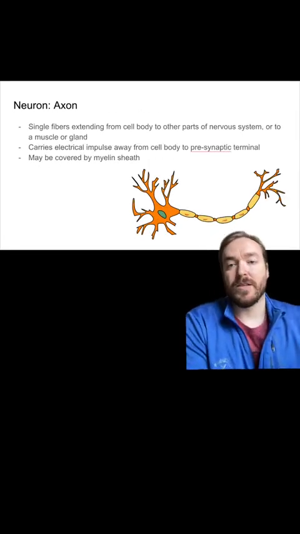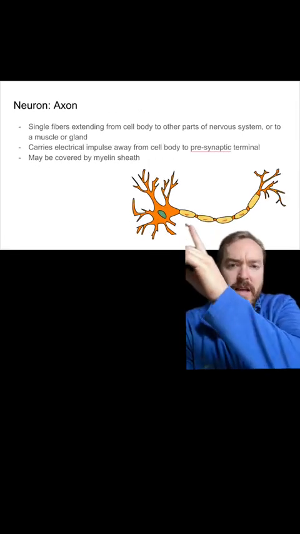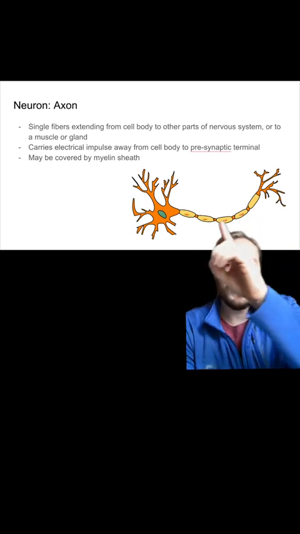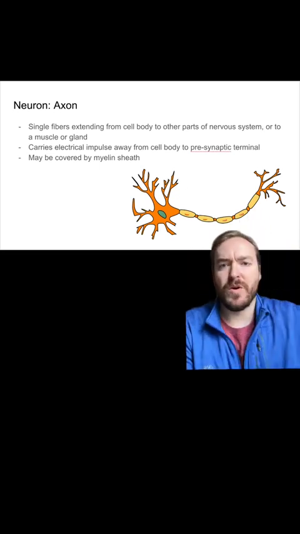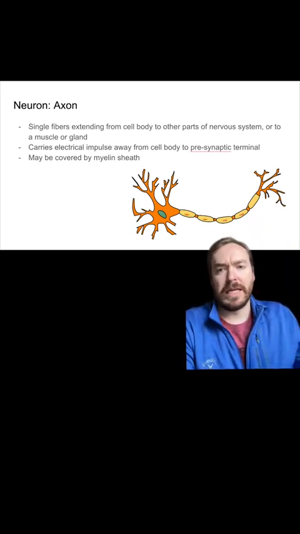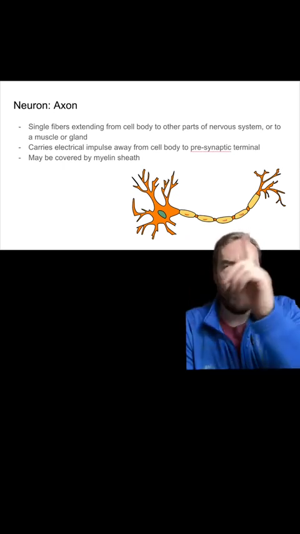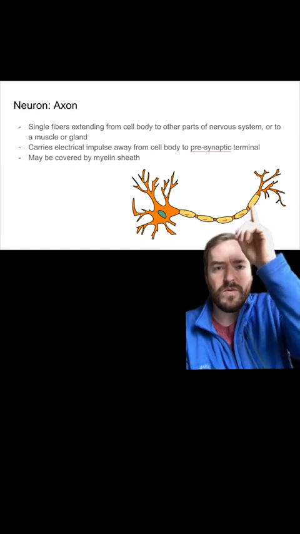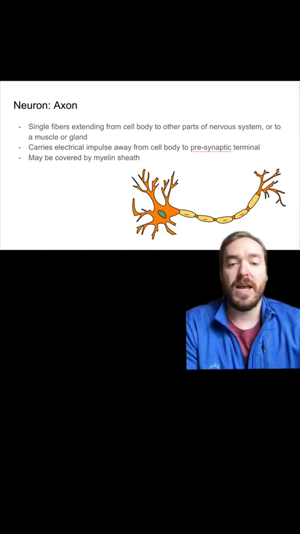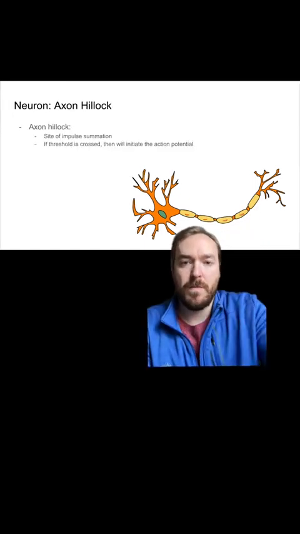Then you have the axon. The axon is a single fiber right here that extends from the cell body to other parts of the nervous system or to muscles or glands. It carries the electrical impulse away from the cell body, right, to the presynaptic terminal, which is headed down this way, and it may be covered by myelin sheath.